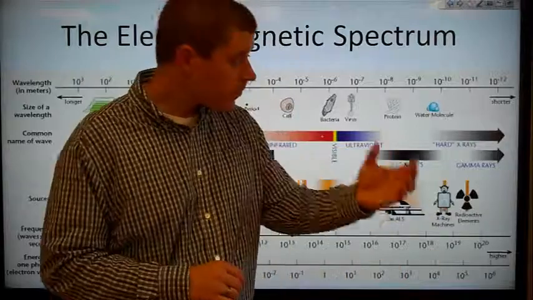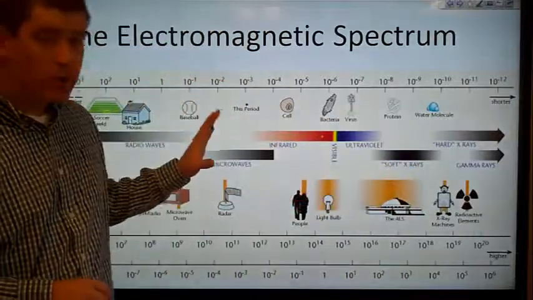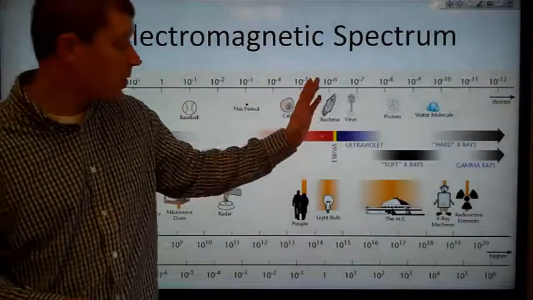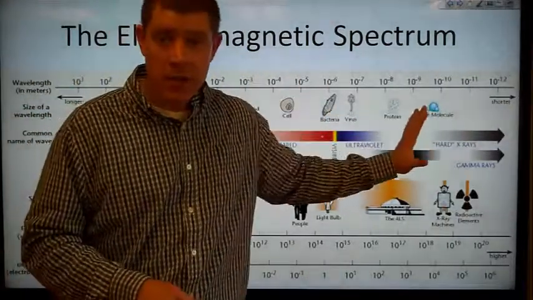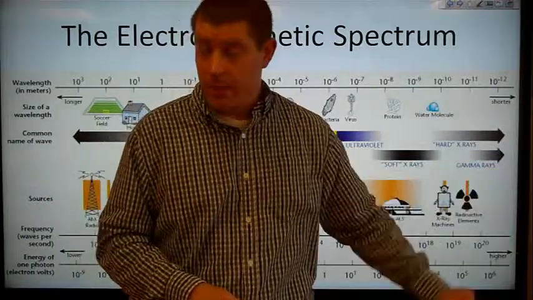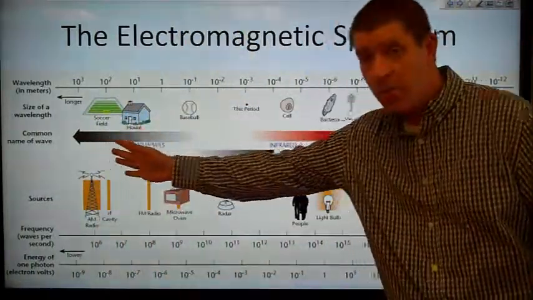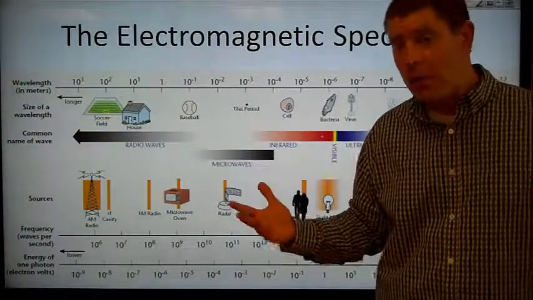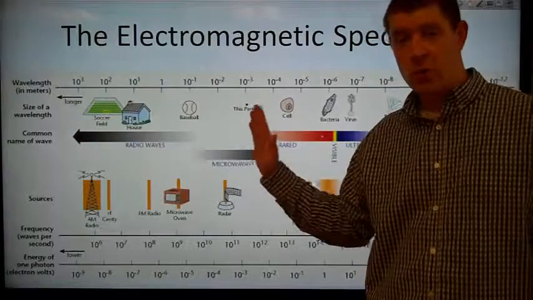Right? So note that our sun puts out radio waves, microwaves, infrared, visible light, ultraviolet, and some of the X-rays. Our sun isn't putting out too much of the gamma rays, but it's putting out energy in the whole spectrum. But we don't see all of that. Now, part of why we don't see it is because a lot of this stuff gets absorbed by the atmosphere.